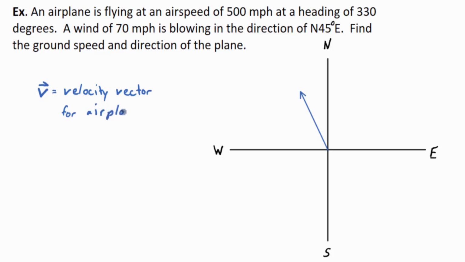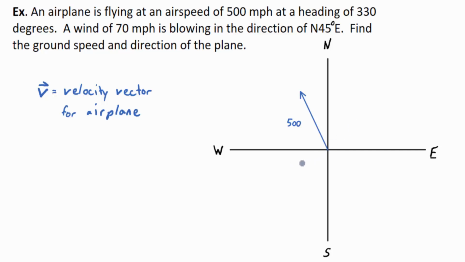Okay, based on what we just got done talking about, what should the length of that vector be? 500, good. The length of the vector is its speed. So the length of this guy is 500 miles per hour, which sounds strange to say, the length is 500 miles per hour, but that's how we model it. And then there's a 70 mile per hour wind blowing in the direction of north 45 degrees east. So that's a bearing as opposed to a heading. Where would that put me? It would split the northeast quadrant, right?